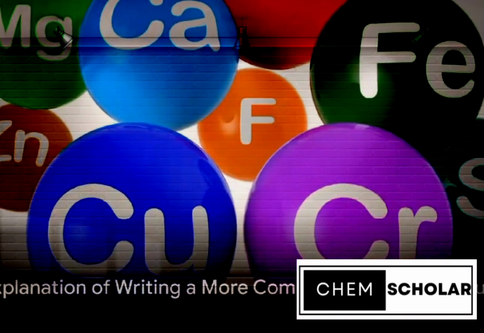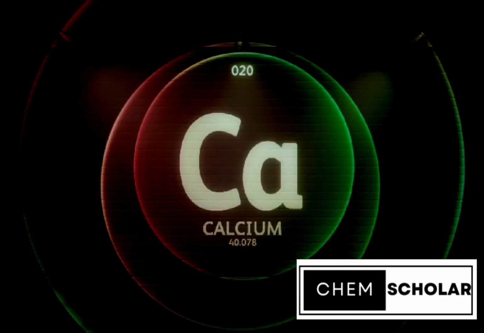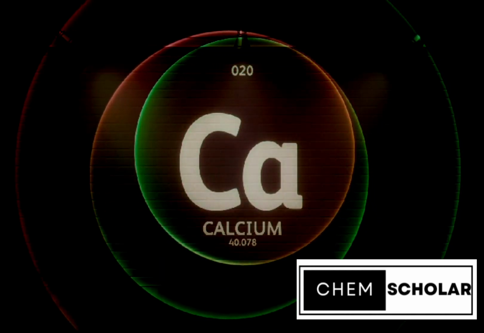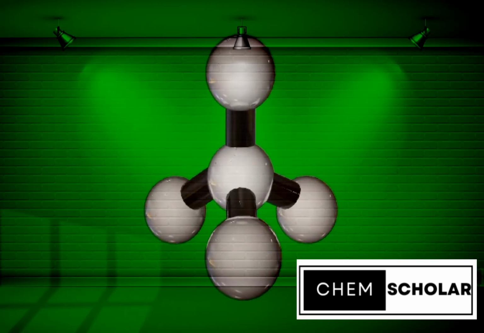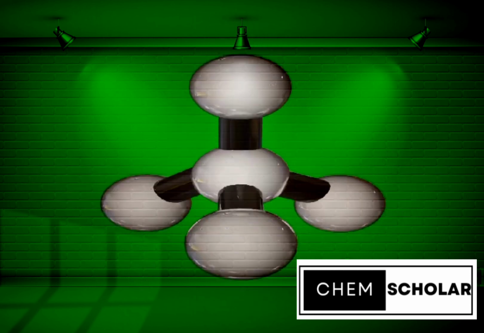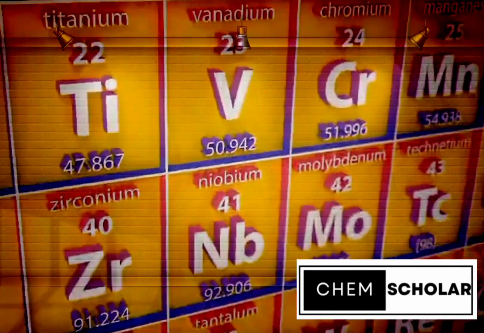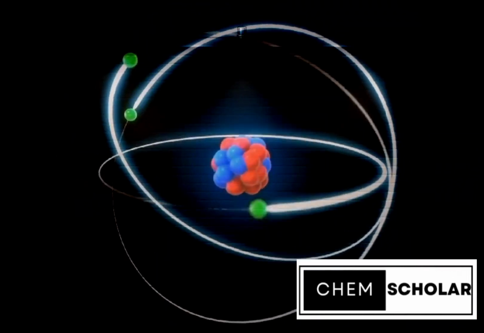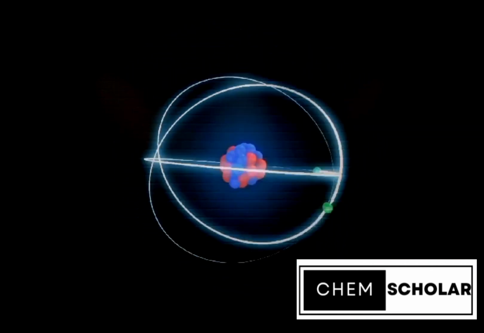Now, what about a more complex compound like calcium chloride? Let's break it down. Calcium, represented by the symbol Ca, is a metal in the second group of the periodic table, meaning it has a valency of 2. Chlorine, on the other hand, is a nonmetal in the 17th group, represented as Cl, and it has a valency of 1. To form a stable compound, these elements aim to achieve a full outer shell of electrons. Calcium, having 2 electrons to spare, can share them with 2 chlorine atoms, each needing 1 electron to fill its outer shell.